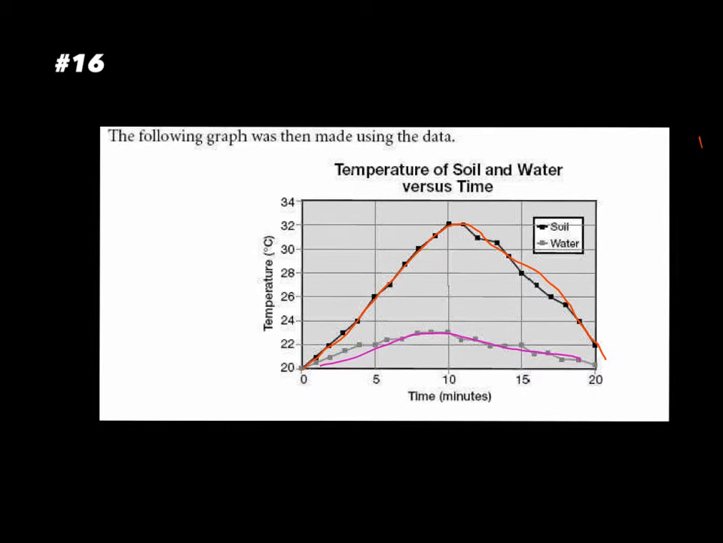As you can see, water kind of stays consistent. It doesn't really get too hot. It keeps the same temperature, goes up just a little bit, unlike soil, which cools, warms up, and cools down. So what you want to remember for this: land heats up faster and also cools down faster than water.